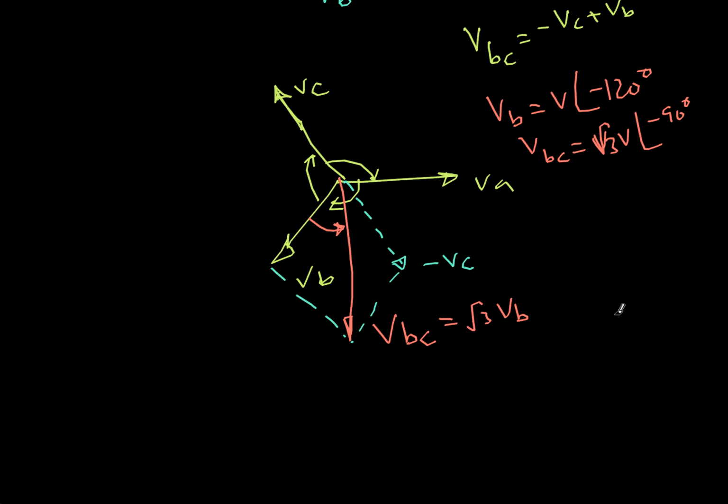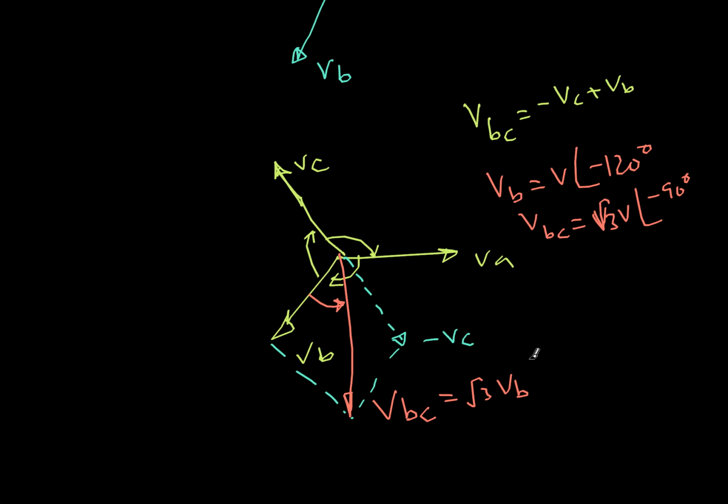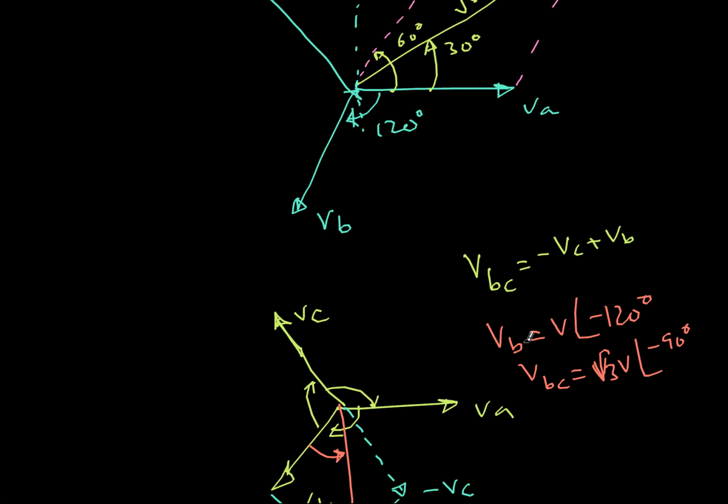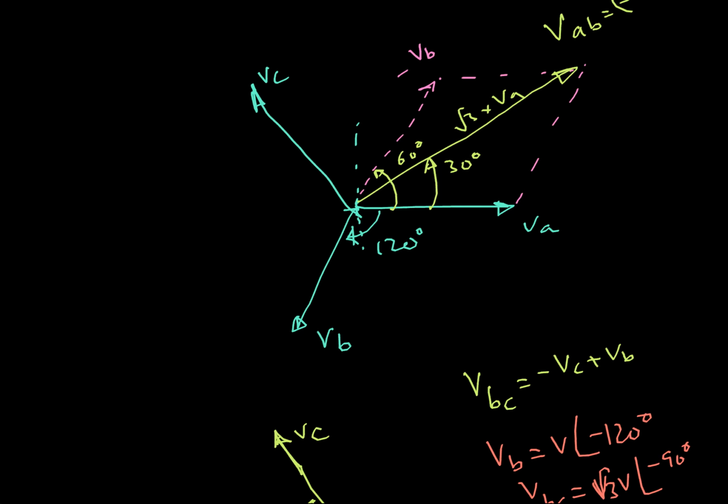So similarly, you can see VCA is nothing but VC into root 3 into 30. So these are the line voltages, these are the phase voltages. So it comes like that. So shall I quickly do that? Let me do it here.